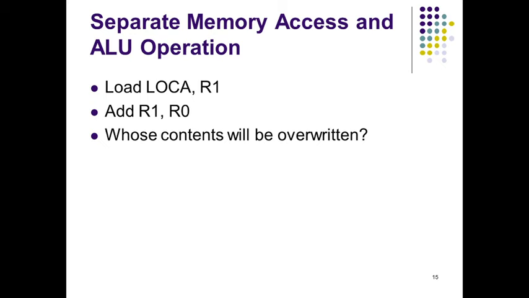Transfers between the memory and processor are started by sending the address of the memory location to be accessed to the memory unit and issuing the appropriate control signals. The data are then transferred to or from the memory.